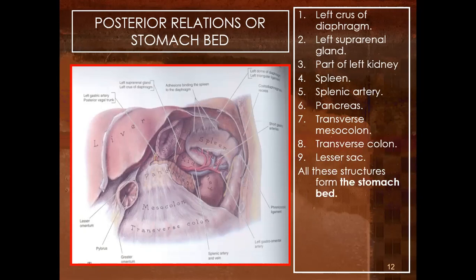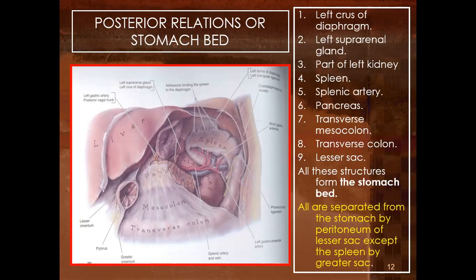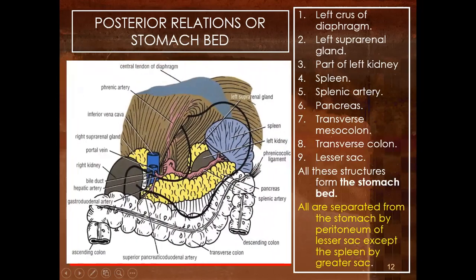So all the structures will be forming the stomach bed, or the posterior relation of the stomach on which the stomach will lie. Okay, so that's why it is called a stomach bed. All are separated from the stomach by the peritoneum of the lesser sac, except the spleen, which is separated by the greater sac. There are two cavities, the lesser sac and the greater sac.